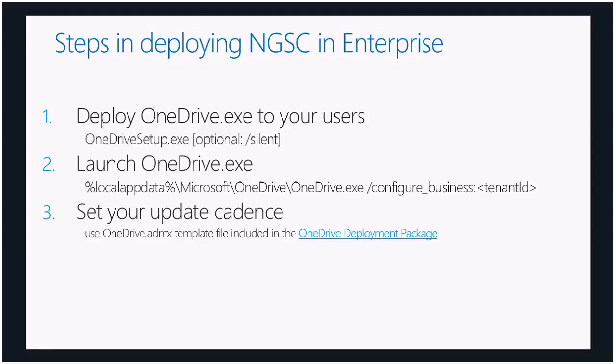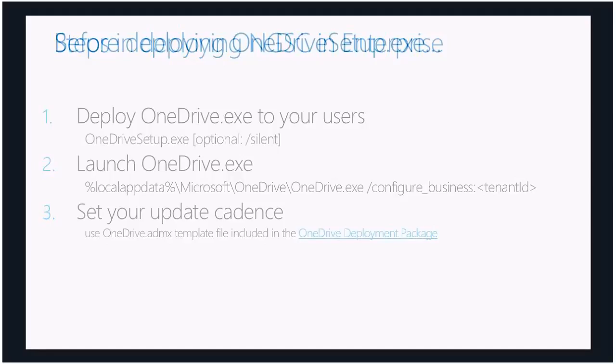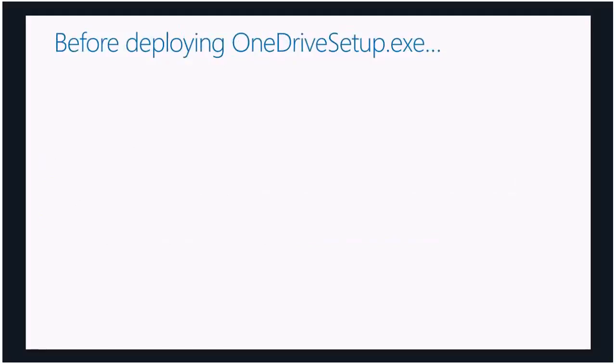So we have 2 EXEs here. One is the OneDrive setup.exe, and the second one is the OneDrive.exe. The OneDrive.exe is exactly the running application with Office 365. Okay, so here are the steps in deploying the OneDrive next generation. So before we deploy the OneDrive setup.exe, we need to take care of some things here.